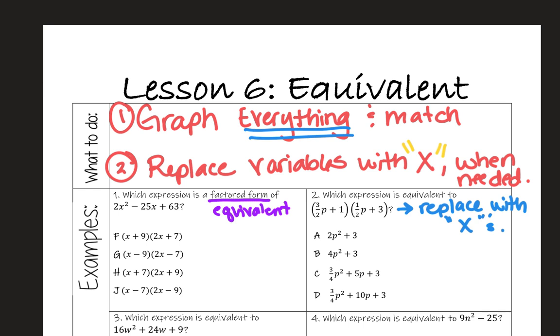So let me just open up a new document. All right, let's enter 2x squared minus 25x and then plus 63. All right, so this is what we have. And we want the other equation to be equivalent to it. We just want the factors of it.